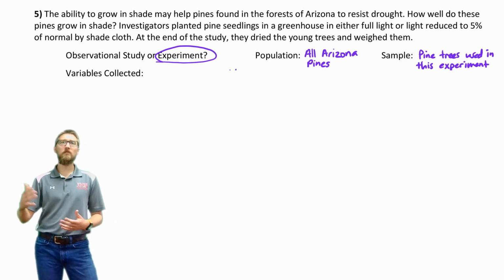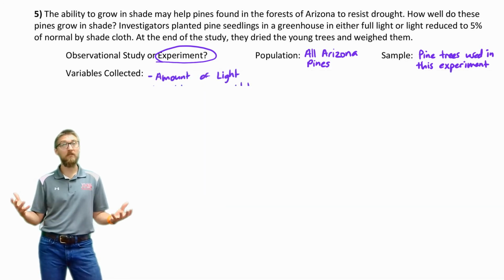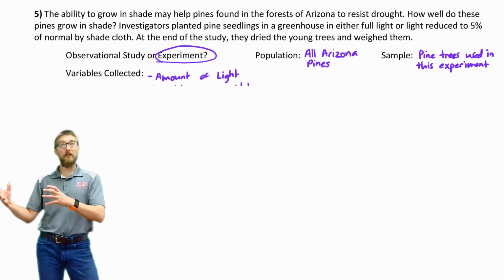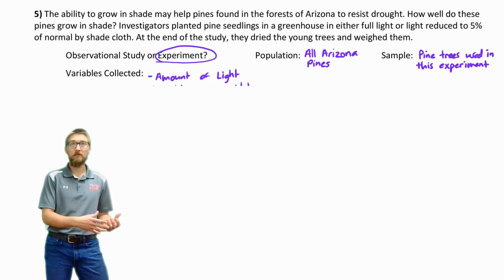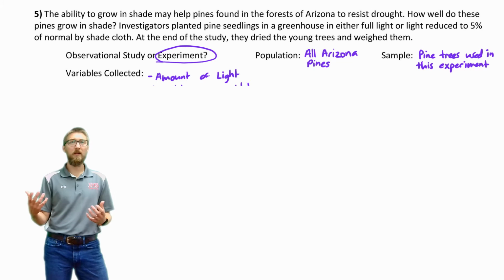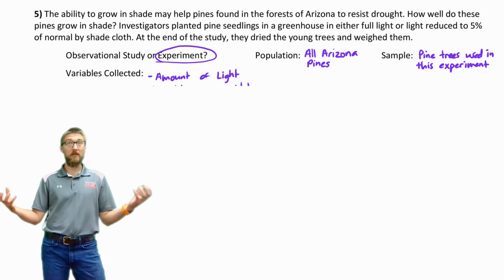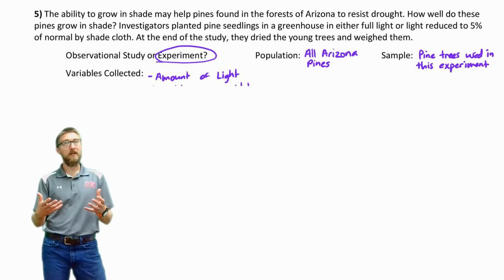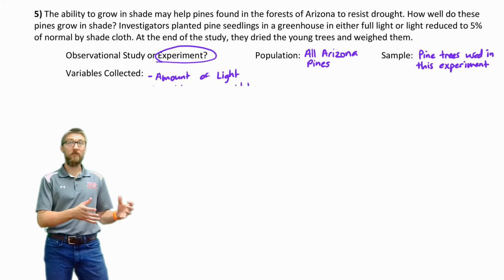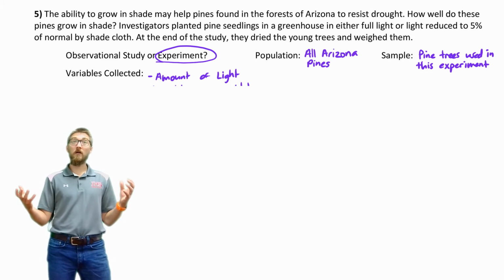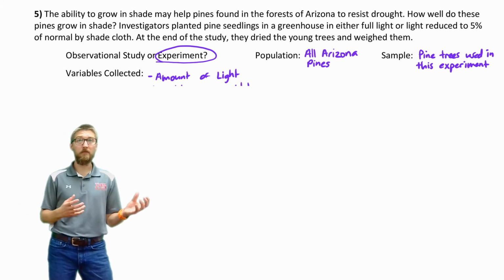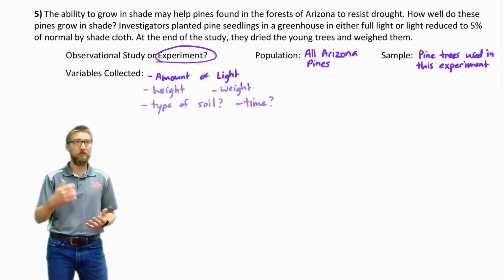So what are some variables that were collected? Well, obviously the amount of sunlight, full sunlight or 5% sunlight. Maybe you could argue that it would be categorical because it's grouping them into either category, or it could be quantitative if it was 100% versus 5%. So sometimes there are ideas that could go either way, and you just have to support your answer.